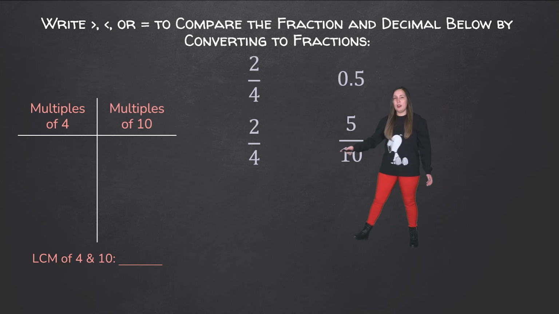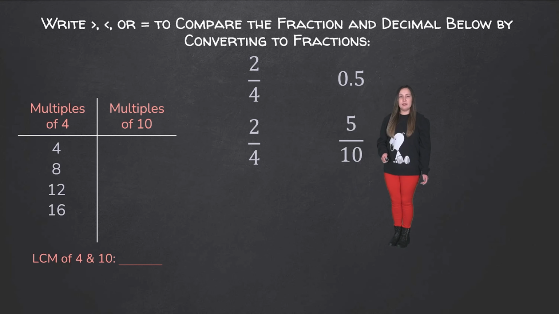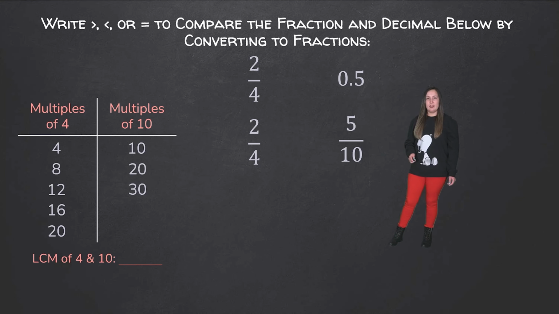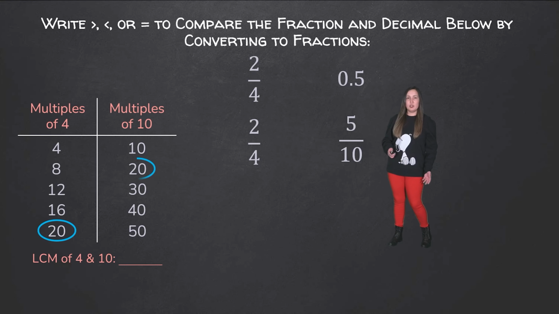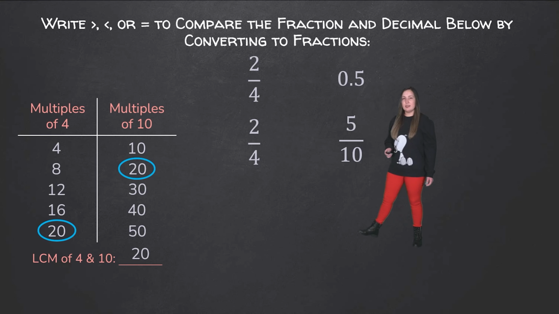So our multiples of 4 are 4, 8, 12, 16, 20, and so forth. And our multiples of 10 are 10, 20, 30, 40, 50, and so forth. Our least common multiple is 20 because that's the smallest multiple they have in common. So we're going to find the equivalent fractions that have denominators of 20 in order to compare these fractions.